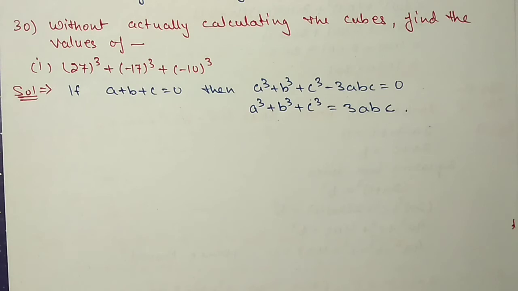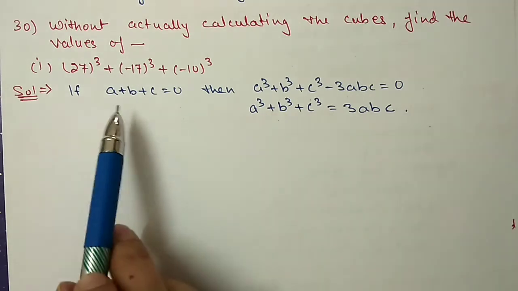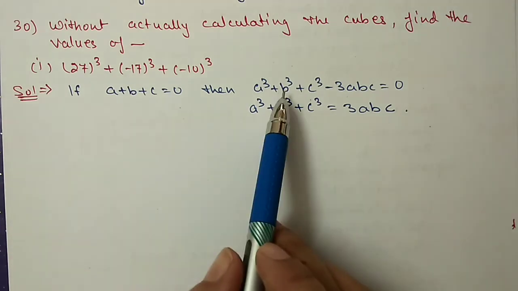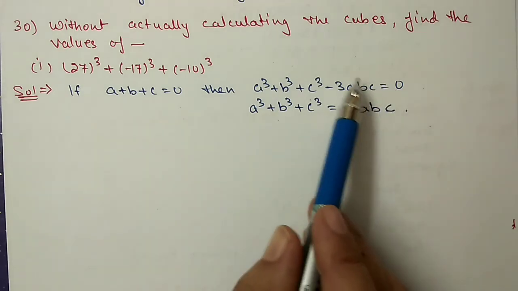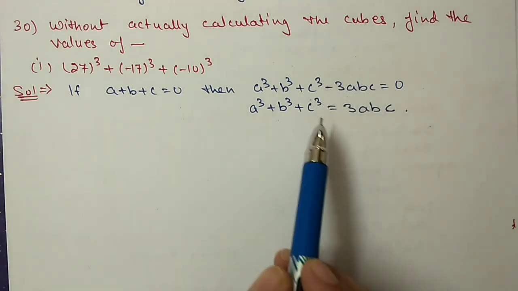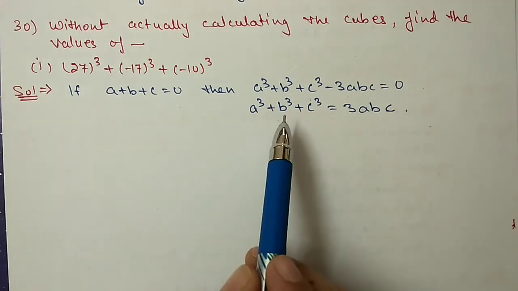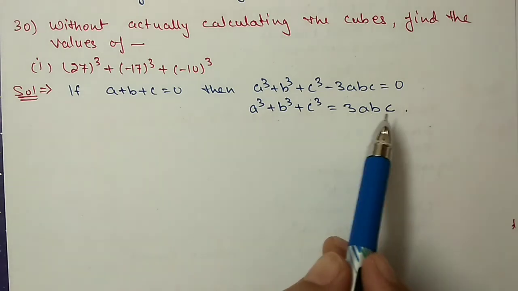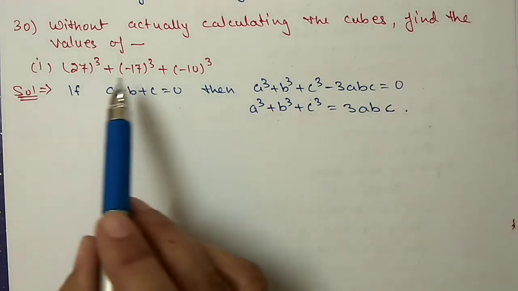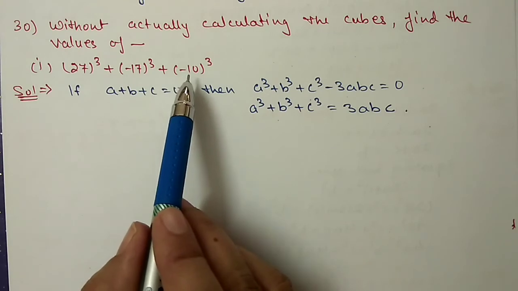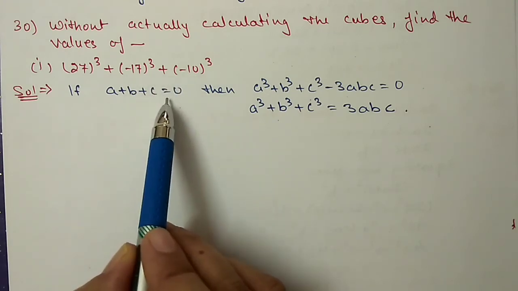Question number 30. Without actually calculating the cubes, find the value of 27 cube plus minus 17 cube plus minus 10 cube. So here we will use the same property. If a plus b plus c is 0, then a cube plus b cube plus c cube minus 3abc will be equal to 0. Next step, this minus 3abc also we can shift to the other side. So it will become a cube plus b cube plus c cube equal to 3abc. Now we will compare with this, find out the values of a, b, c, and check whether their sum is coming equal to 0 or not.